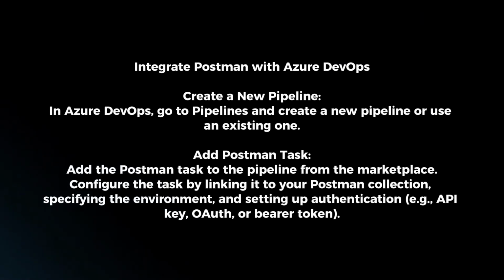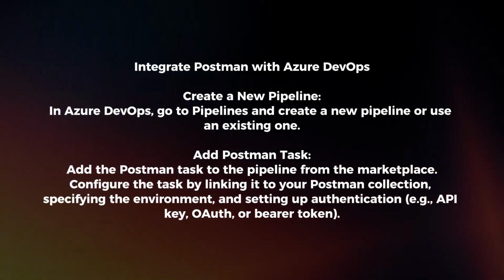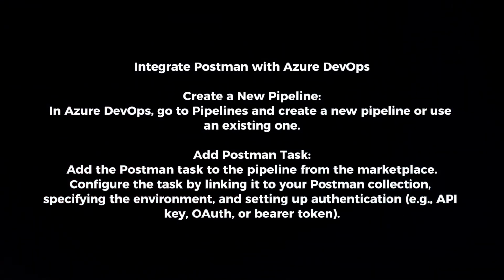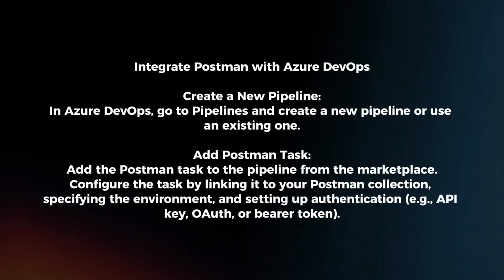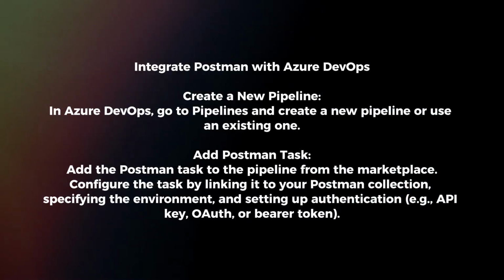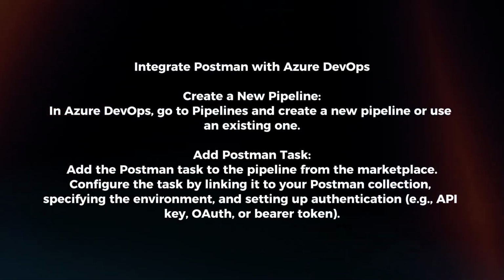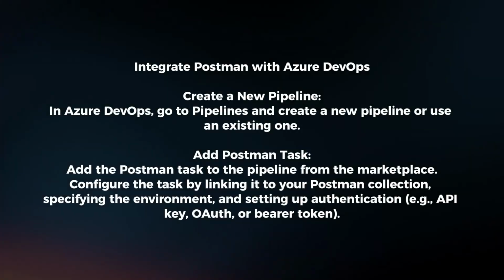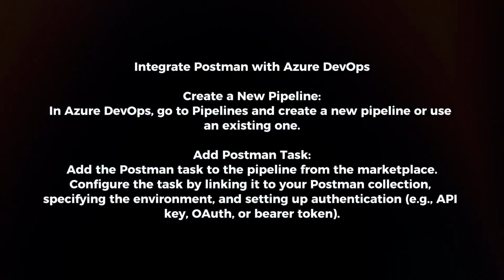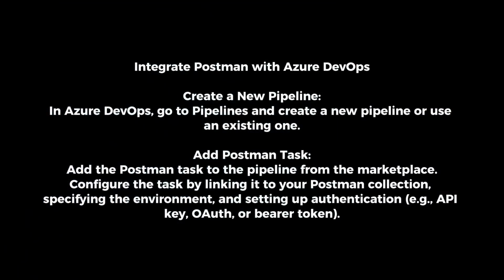Integrate Postman with Azure DevOps. Create a new pipeline. In Azure DevOps, go to Pipelines and create a new pipeline or use an existing one. Add Postman task. Add the Postman task to the pipeline from the marketplace. Configure the task by linking it to your Postman collection, specifying the environment, and setting up authentication.